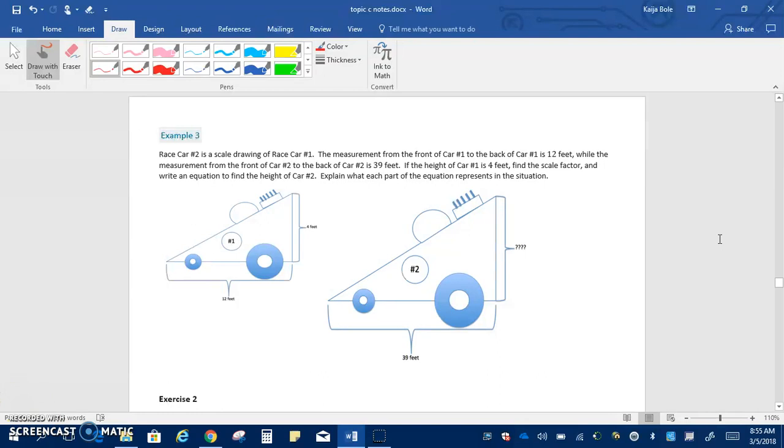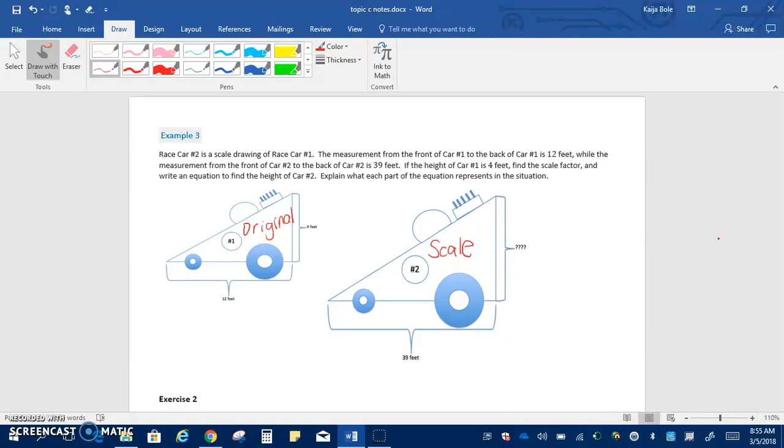So example 3 says race car number 2 is a scale drawing of race car number 1. So first, before we go any further, that means that race car number 1 is our original, and number 2 is our scale. It says the measurement from the front of car number 1 to the back of car number 1 is 12 feet, while the measurement from the front of car number 2 to the back of car number 2 is 39 feet.